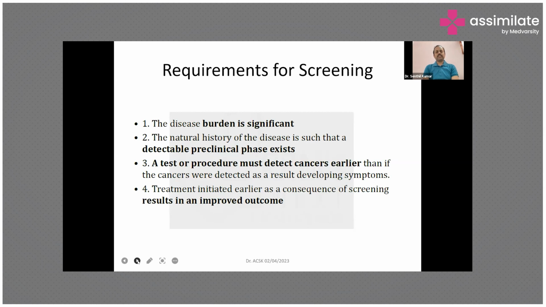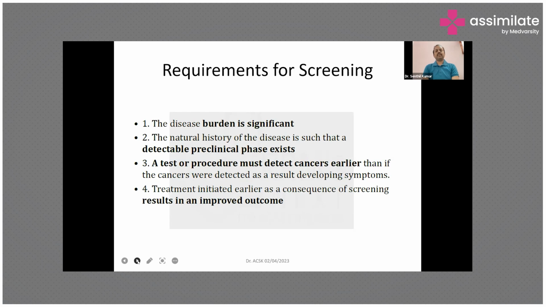The natural history of the disease is such that a detectable preclinical phase exists. There is no point doing a test if there is no preclinical phase at all. If the manifestation is directly with the disease and there is no preclinical phase, then the screening may not be very effective. A test or procedure must detect the cancer earlier than if the cancer was detected as a result of developing symptoms.